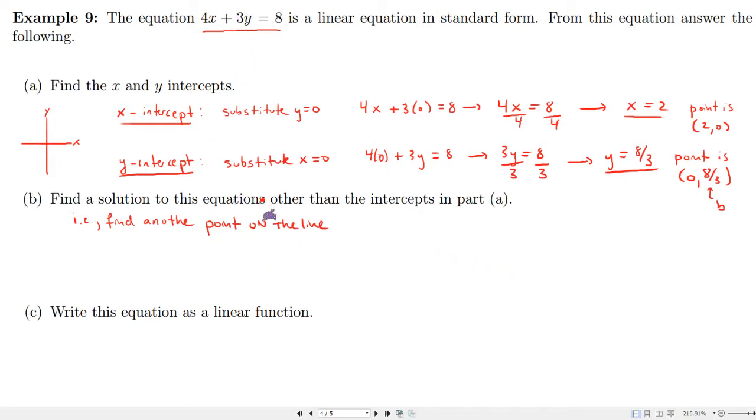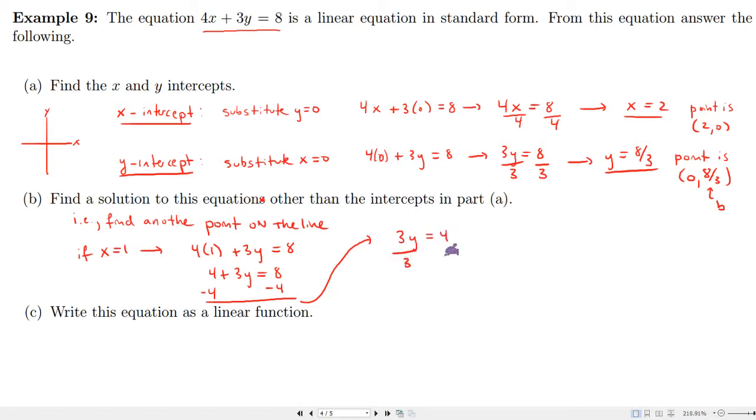So you can pretty much pick any x value you want. Maybe we'll pick x equals 1, because if this is a linear function, there's no restriction on the domain. So let's try x equals 1. If x is equal to 1, then we'll have 4 times 1 plus 3y is equal to 8, and then hopefully we'll be able to determine the y coordinate. So this is 4 plus 3y equals 8. Subtracting 4 from both sides, we'll have 3y is equal to 4, and then divide both sides by 3, and so y is 4/3.